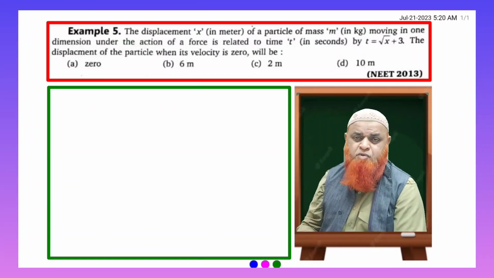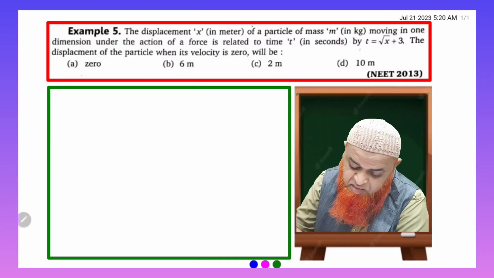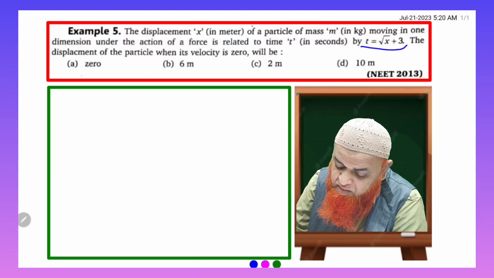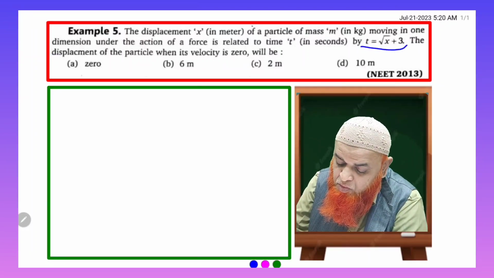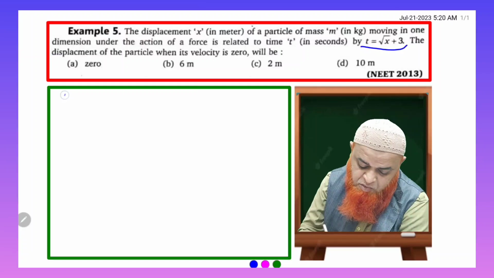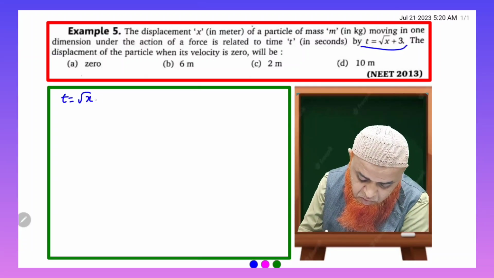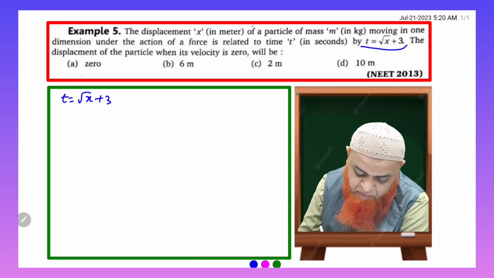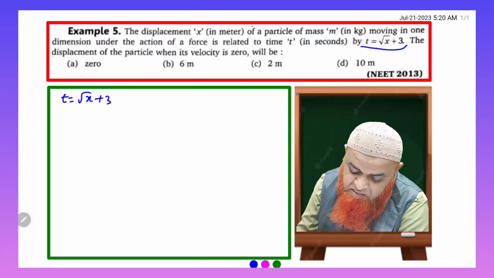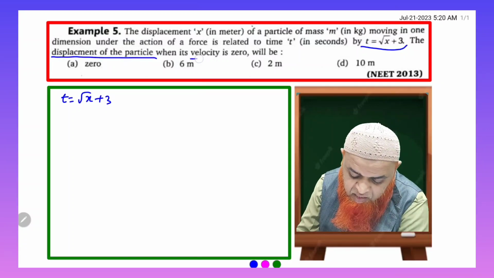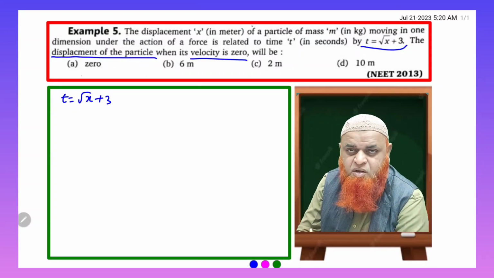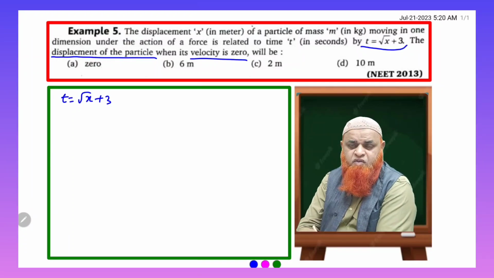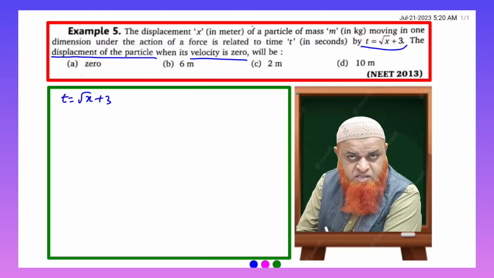How can you solve this problem here? Now, you can just see what is given. It is given here that time is equal to root x plus 3. So I'm just going to write time t is equal to root x plus 3. If you see the problem, he is asking us to find out the displacement of a particle when velocity is going to be 0. So first of all, you have to find out the velocity by differentiating this equation.